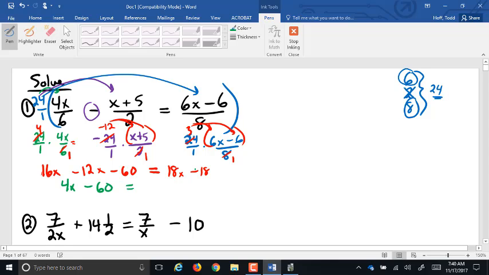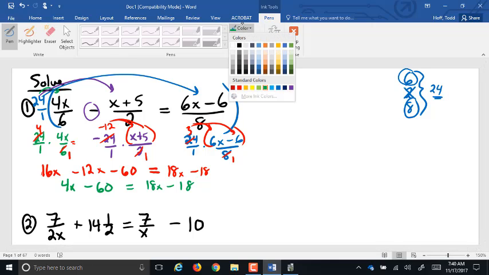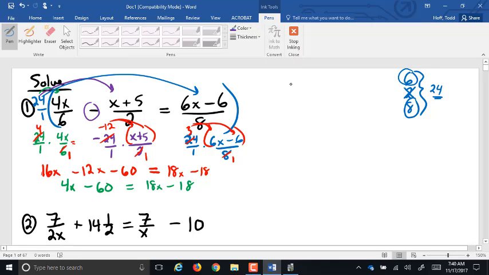Nothing to combine there. Anything we can combine on the right side? No. So we combined everything we could on each side. That's always the first thing we do after we've taken care of any parentheses or common denominator stuff. Now, however, there's a variable on each side. X appears on each side. We have to get rid of one of them.